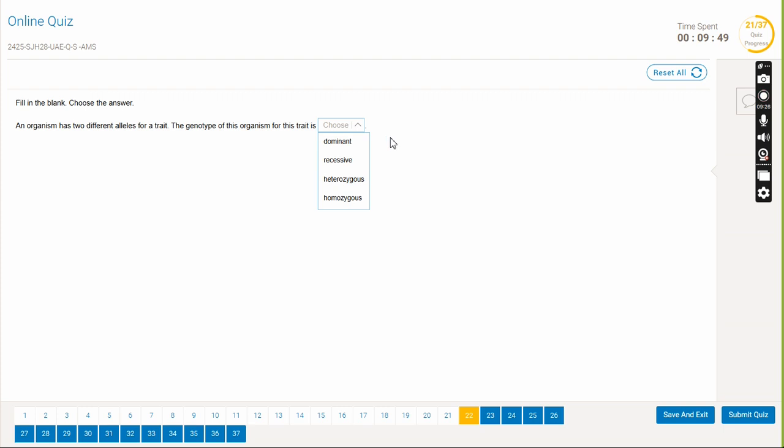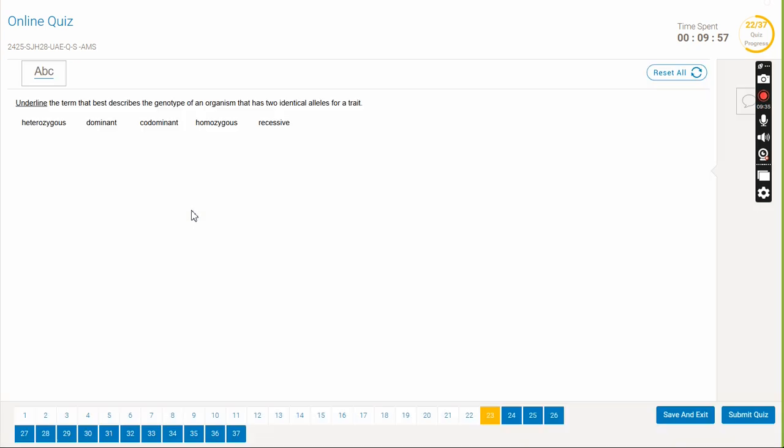An organism has two different alleles for a trait. The genotype of this organism is called, so now they have two different. Remember, two different, they are heterozygous. Two different alleles for a trait. What is their genotype going to be? Heterozygous.